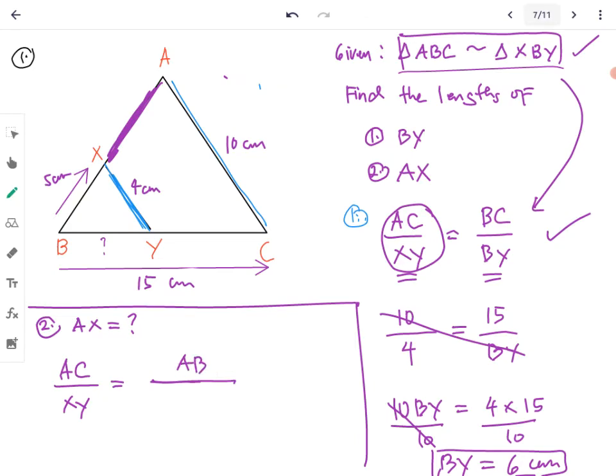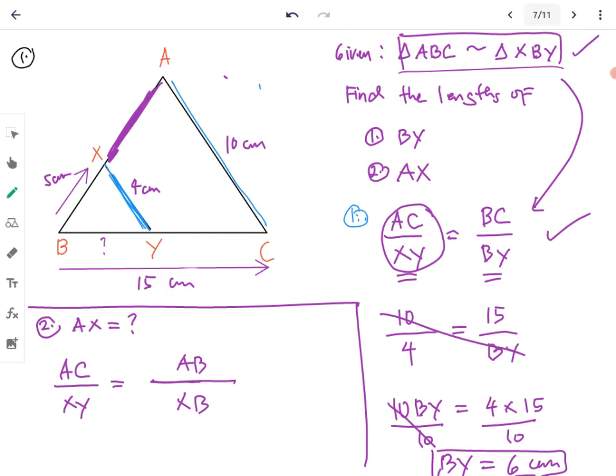Over what corresponds to AB, which is XB. Okay, so AC from the larger triangle is to XY from the smaller triangle as AB from the larger triangle is to XB in the smaller triangle. Hopefully you understand why we use AB instead of AX, because AX does not make up the whole side of triangle ABC.